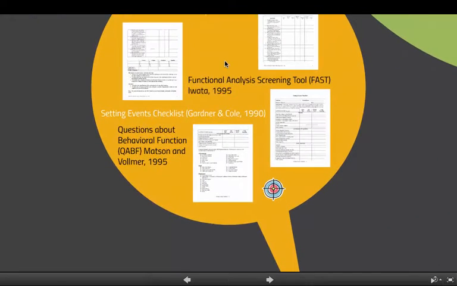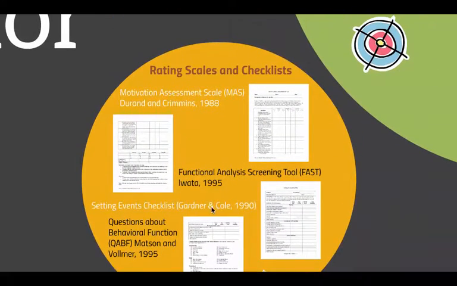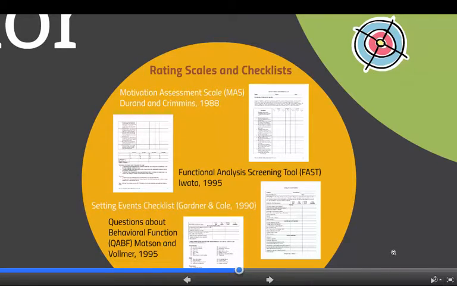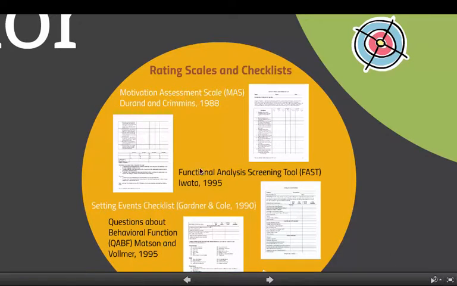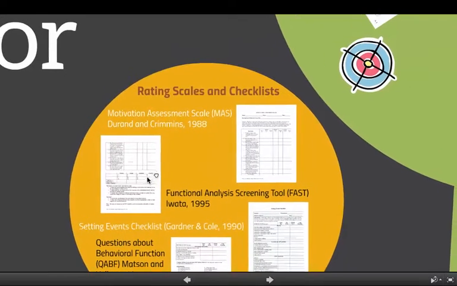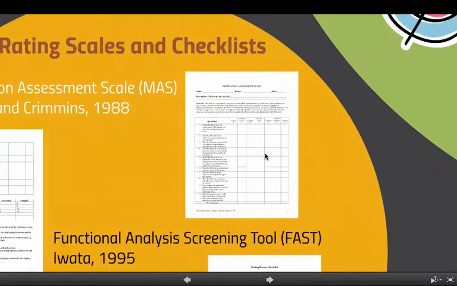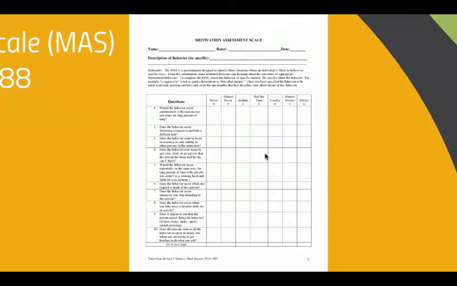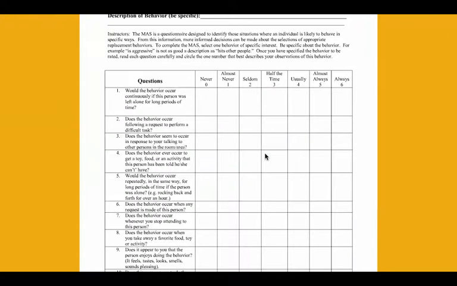Another option is what's referred to as a rating scale or a checklist. One great example of a rating scale is what's referred to as the Motivation Assessment Scale. This was developed by Durand and Crimmins in 1988 and is still used today. So it's a rating scale to make a determination as to what may be causing a behavior, or what function the behavior may serve.